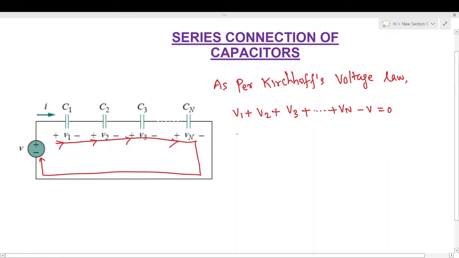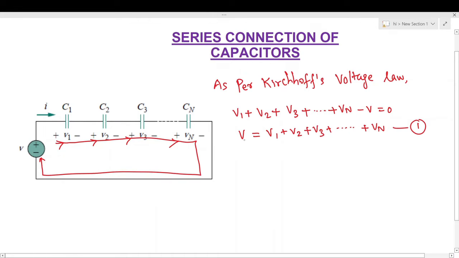On further simplification of this equation, we will transfer the negative term of the supply voltage to the right hand side of this equation. So the equation will become V is equal to V1 plus V2 plus V3 and up to plus Vn. Say this is equation 1.